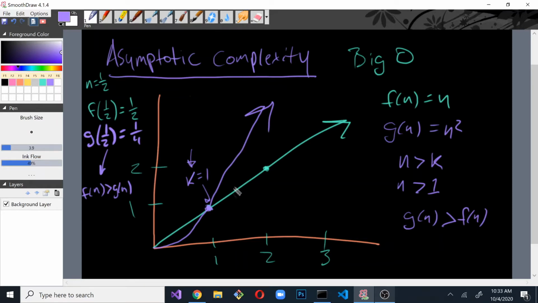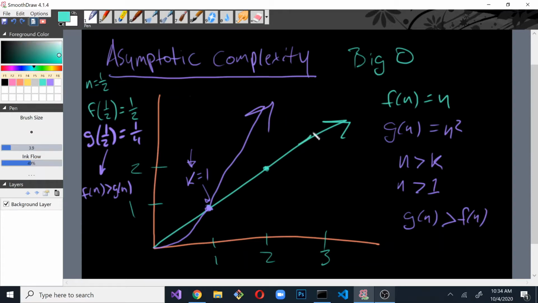It is an upper bound because for the most part, this g of n is going to be greater than f of n. Because you'll never see this point where g of n drops down below f of n. That's not going to happen when g of n is n squared. Now, if you had something like a logarithmic function, that might eventually happen. But right now, we're only concerned about these two functions.